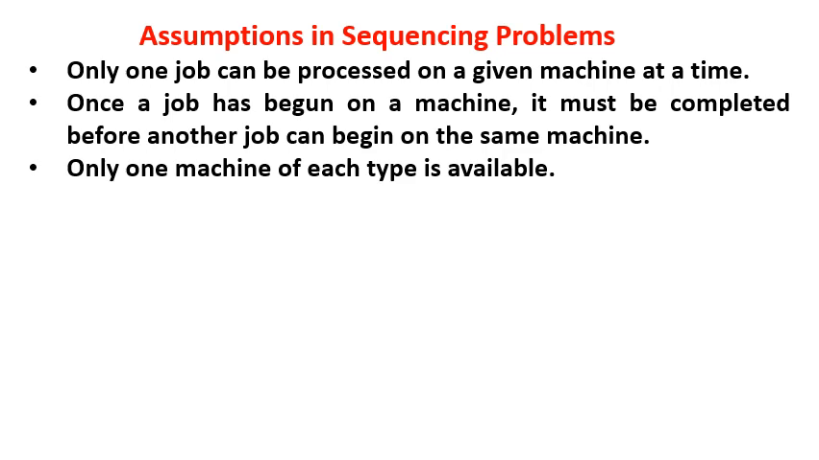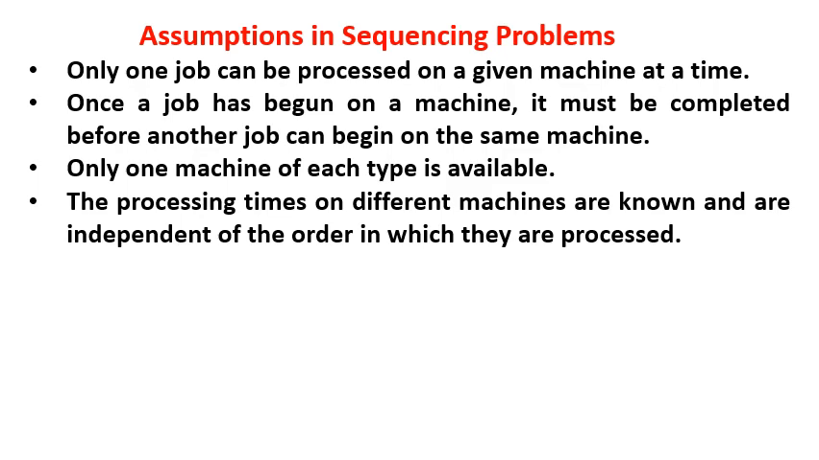Third, only one machine of each type is available. So if we have, say, two different machines available, A and B, only one machine of each type, this is an assumption, which means the operation of that job has to happen only on that machine. There is no other or alternative machine for you to carry out the same operation. Correct? So only one machine of each type is available.